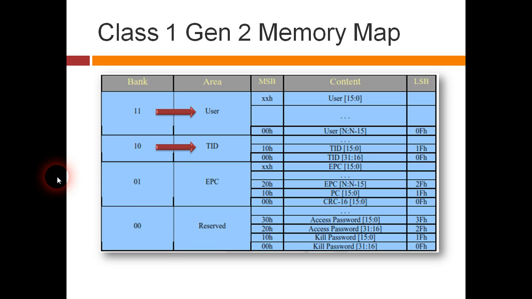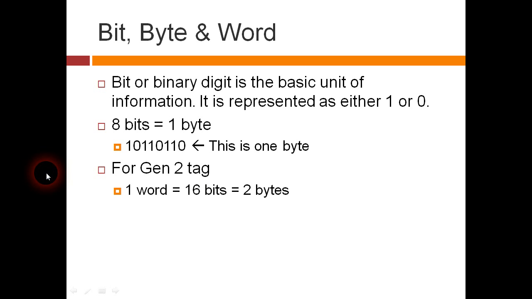The TID memory stores the tag identifier, which identifies the manufacturer of the tag. The EPC memory area is what we commonly refer to as a tag value, and it's 12 bytes or 96 bits in size. The reserved memory bank is where the access password and kill password are stored, and if you are using Gen2 tags, then you may be familiar with it.